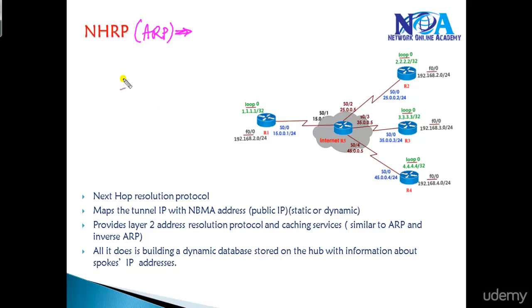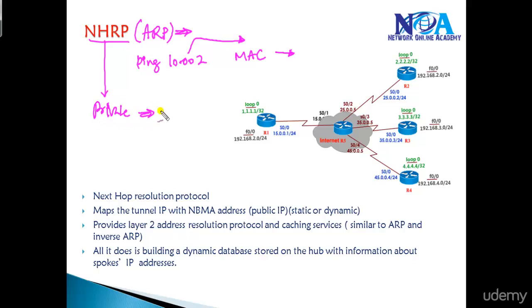What is it going to do? If I try to ping a destination IP address 10.0.0.2, the ARP protocol is going to resolve that destination IP into a MAC address before it reaches the switch. The same thing happens here as well. Let's say there is a user who is supposed to communicate from router 1 to router 2. The NHRP protocol is going to provide the mapping of your private IP address to a public IP address. In NHRP or DMVPN terminology, we call it the NBMA address mapped with a tunnel IP address.